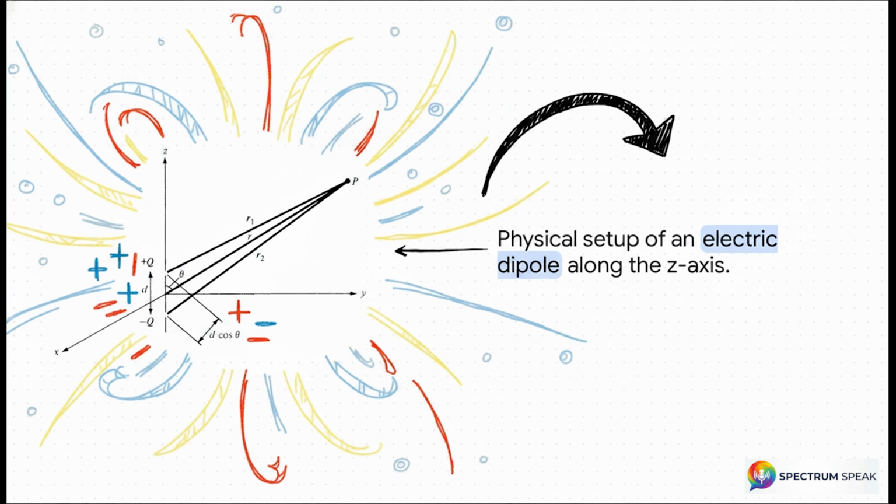Now, out there in space is our observation point P. To figure out the potential at P, we draw two distance vectors. Vector r1 connects the positive charge to P, and vector r2 connects the negative charge to P. And then there's vector r going straight from the origin to point P. It kind of looks like a messy triangle right now, but just keep this exact physical geometry in your head as we look at how the fields actually behave.